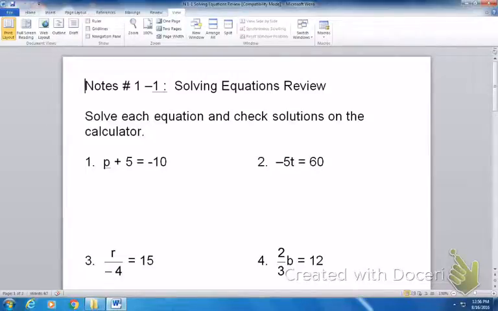So what we're going to be doing today is some review from 8th grade. We're going to solve each of these equations, and we're going to check the solutions on the calculator. So let's just start off with an easy one. P plus 5 equals negative 10.